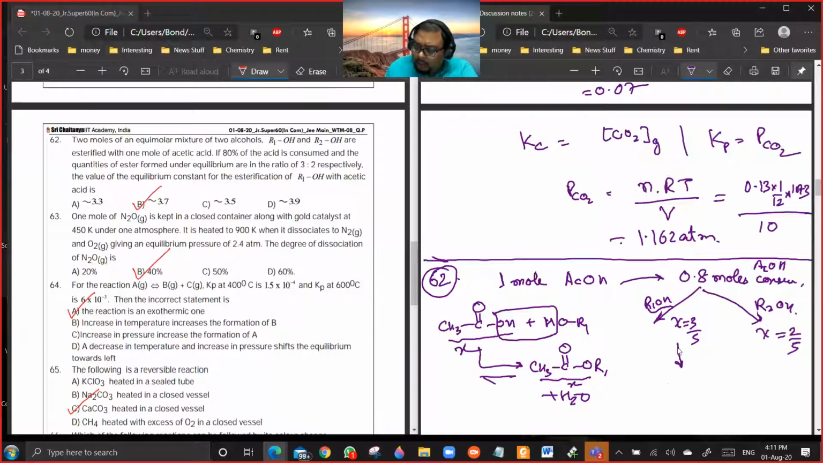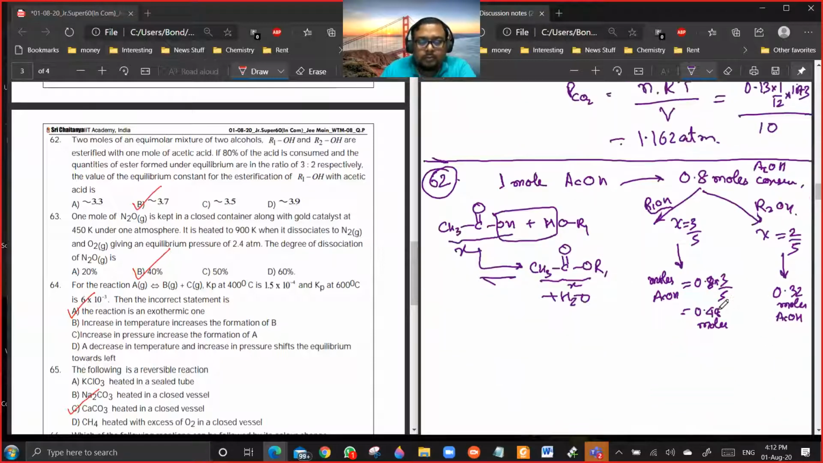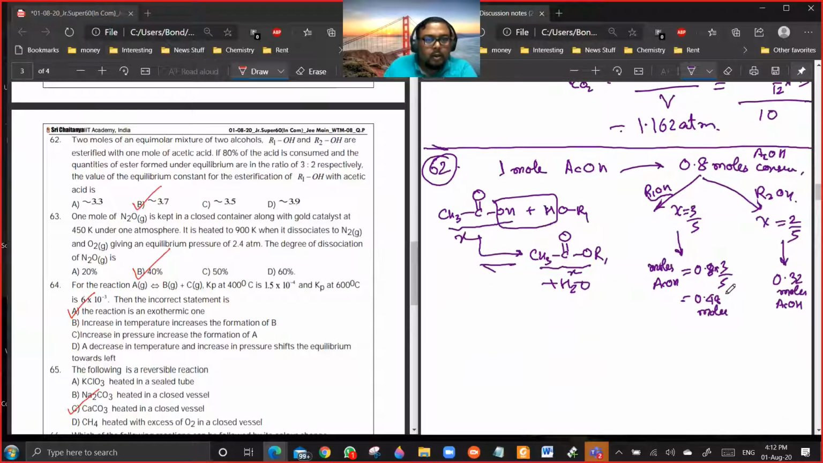So you see, what is the moles of acetic acid which is reacting here? That is 0.8 into 3/5. So it will be 0.48 moles, and it will be giving 0.48 moles of ester. In this case, it will be 0.32 moles of acetic acid reacting.